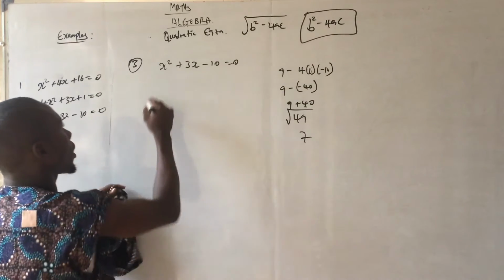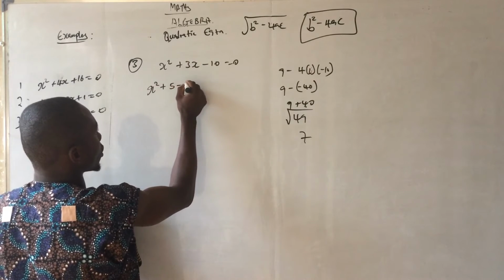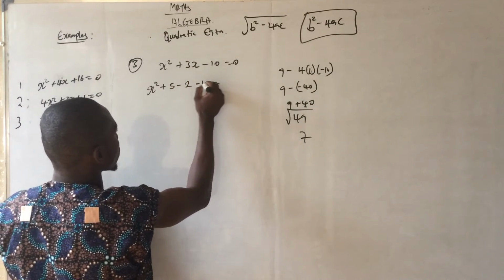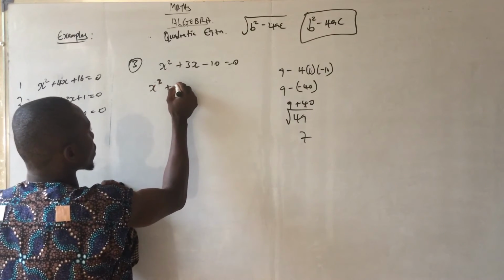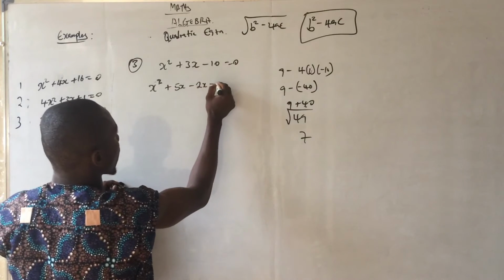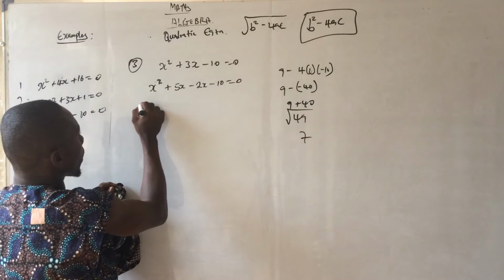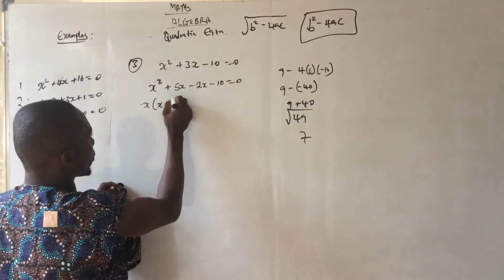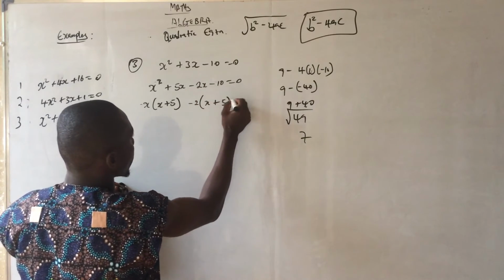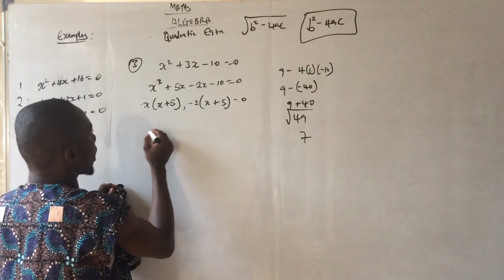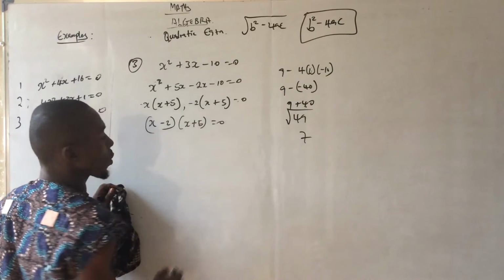So I'll put it here: sorry, this is x raised to the power 2 plus 5x minus 2x minus 10 is equal to 0. So now I'll factor out x plus 5. Here I'll factor out minus 2. It's going to give me x plus 5 again equal to 0. So this means that x minus 2 times x plus 5 is equal to 0.